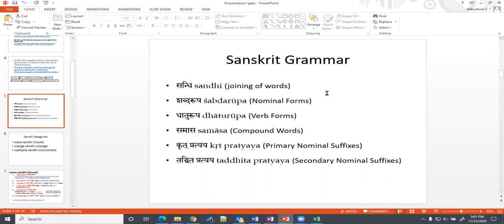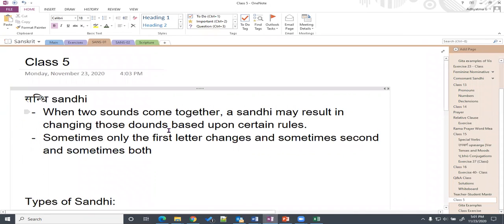When two words come together, or correctly speaking, two sounds come together, that results in a Sandhi. So when two sounds in Sanskrit come together, there is a Sandhi. It's not that there will always be a Sandhi when two sounds come together, but it may happen based upon certain rules. And because the sounds in Sanskrit correspond to the letters of the alphabet, essentially two letters coming together result in a Sandhi.